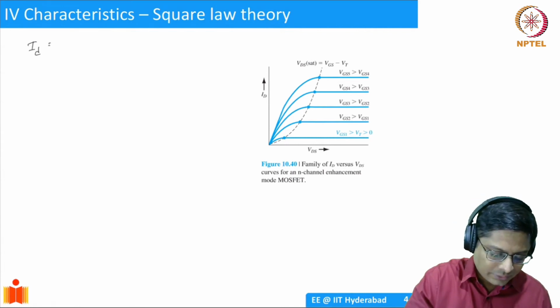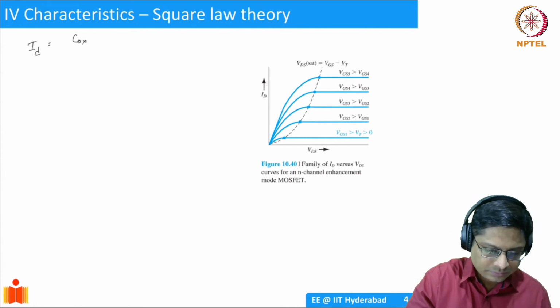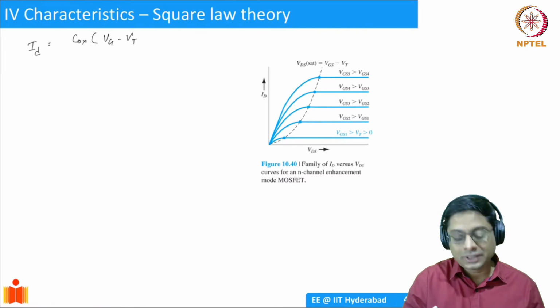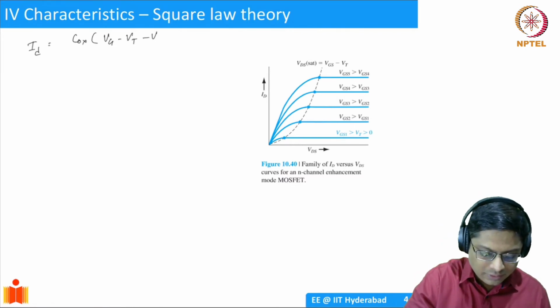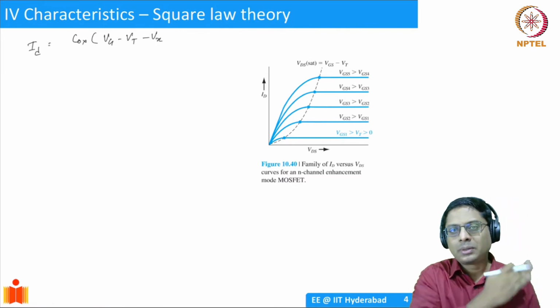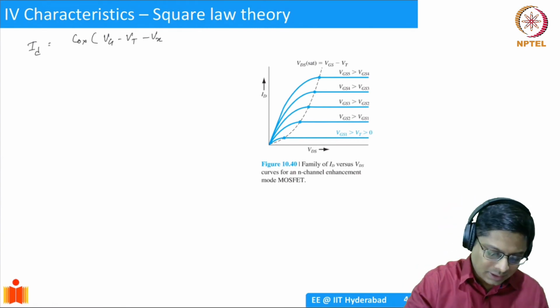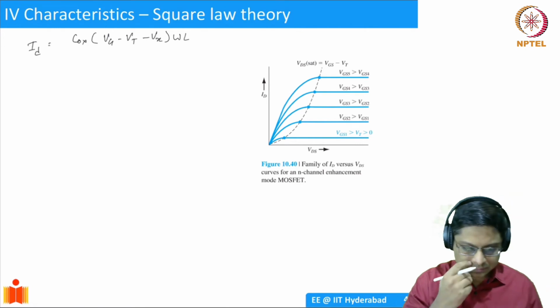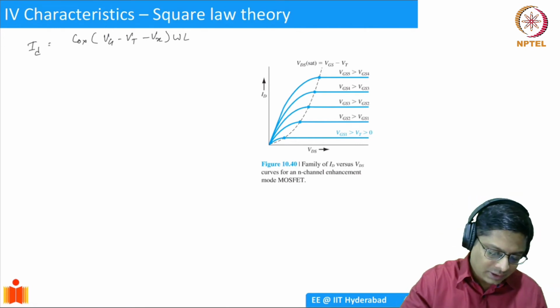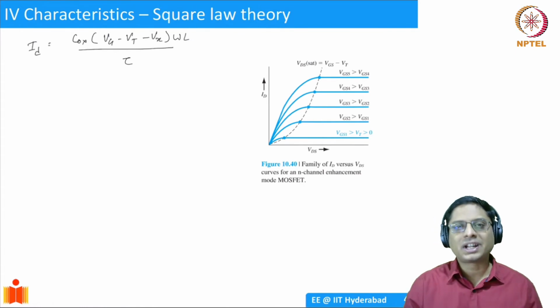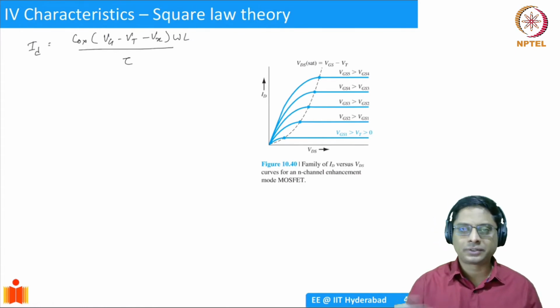So I'll say this is equal to Cox times Vg minus Vt. In addition, we are saying now there is a Vx term. Vx equals 0 at the source end, but as you go to the drain end, it becomes equal to Vds. And then W into L divided by tau. Tau is the time taken for the carrier to travel from left to right.